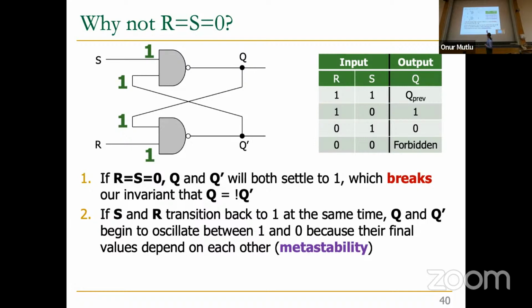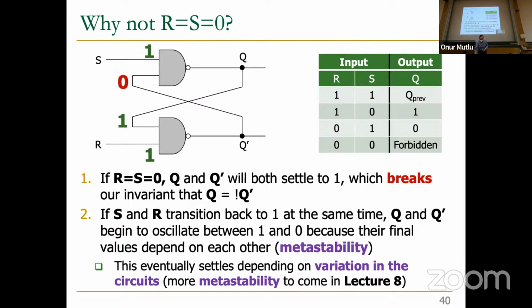And also, circuit-wise, we'll talk about metastability later on. But basically, the Q and Q bar start to oscillate between 1 and 0 based on, again, variations in the circuit. At some point, one of them dominates based on which transistors inside the gates are bigger, for example. And you don't know that. It's purely based on manufacturing. And the circuit eventually settles to one value. It may not be the value that you want, but maybe you don't know what you want if you set S and R to 0 to begin with.